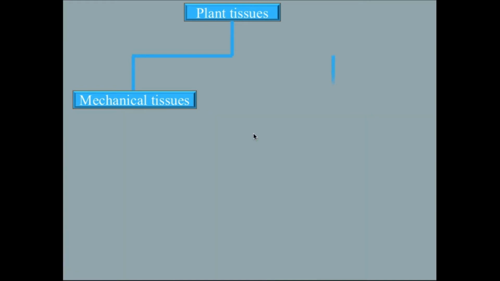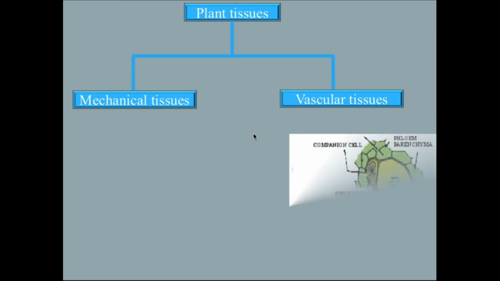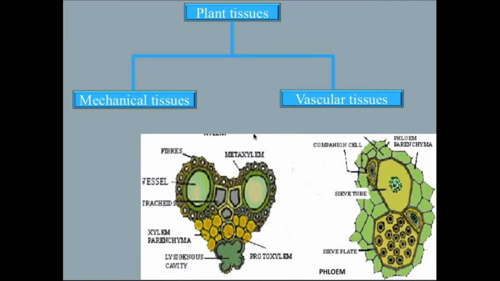Then the other category of plant tissues, we have the vascular tissues. And vascular tissues here, first of all, their cell walls form conducting vessels for transporting materials. And in this case, another important thing you need to note about vascular tissues is that they are made up of more than one type of cell. Just like we shall explore later on, we shall see that each category of the vascular tissue is made up of more than one type of cell.